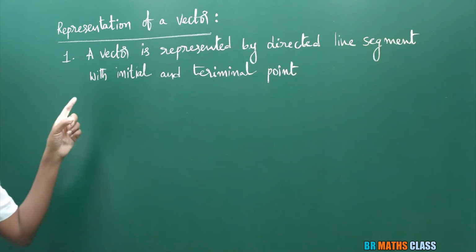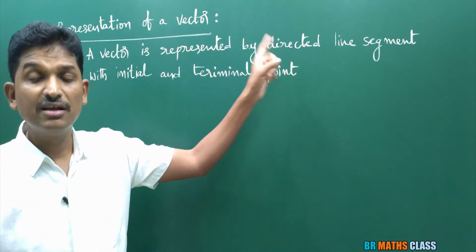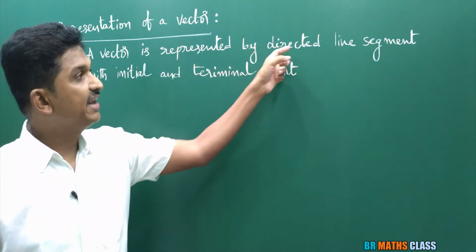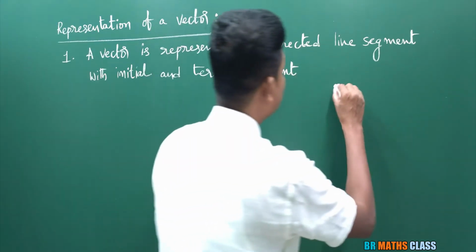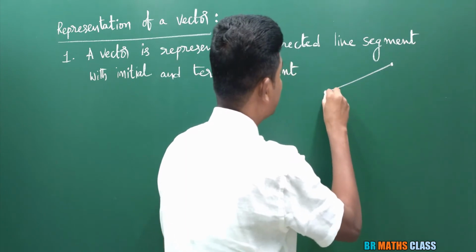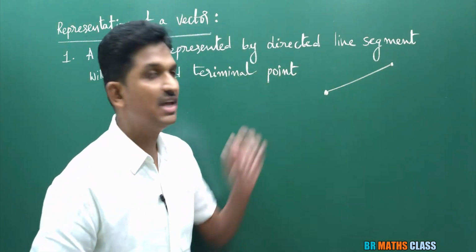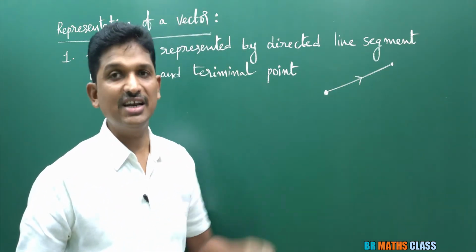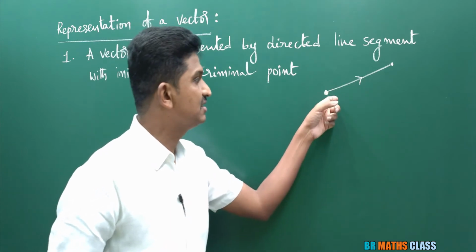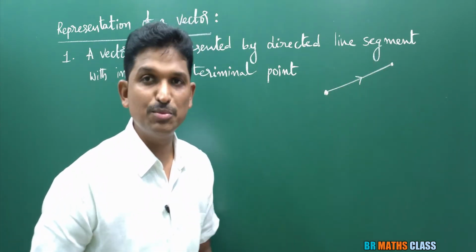Observe this first point. A vector is represented by a directed line segment with initial and terminal point. Directed means direction. You see here, this is the line segment. For a line segment, two endpoints will be there. If I give direction to this, this is a directed line segment, from this point in this direction. So this is the initial point and this is the terminal point.